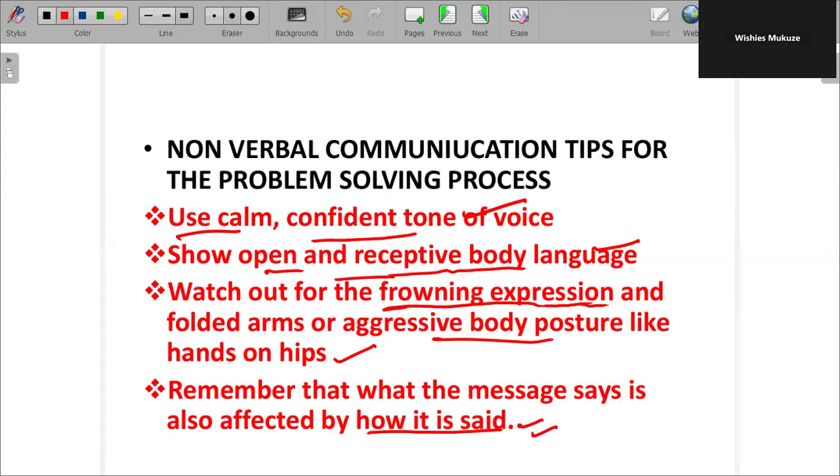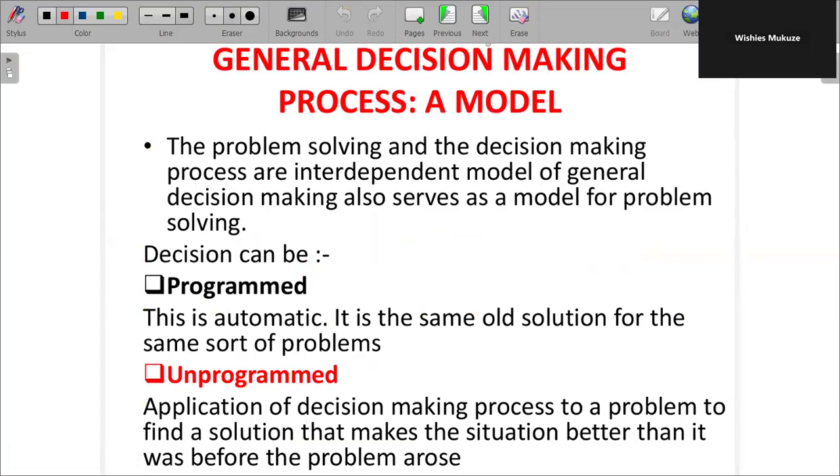So I'm going to move on to the general decision making model. I'm going to discuss the decision making process. The problem solving and the decision making process are interdependent, meaning they are interwoven. You cannot talk about problem solving without ending up talking about decision making.